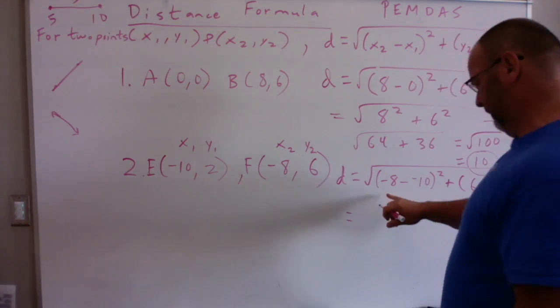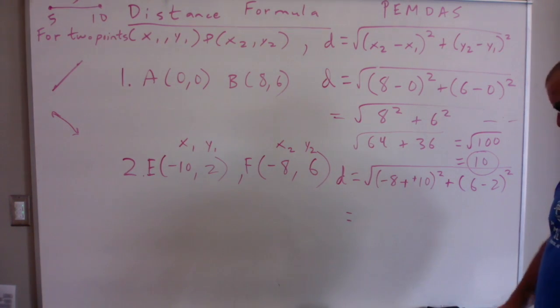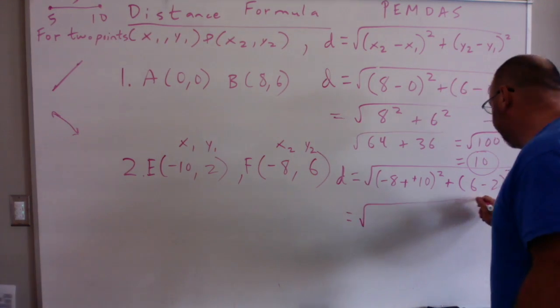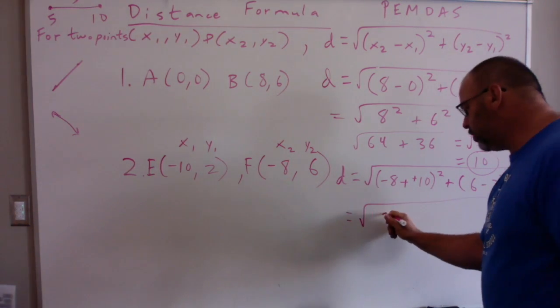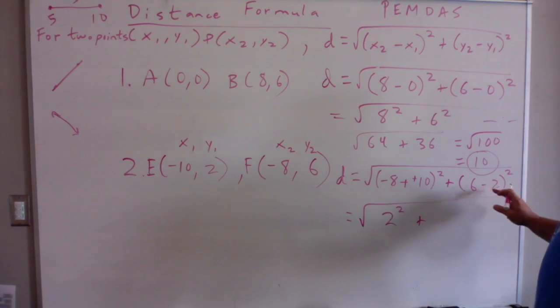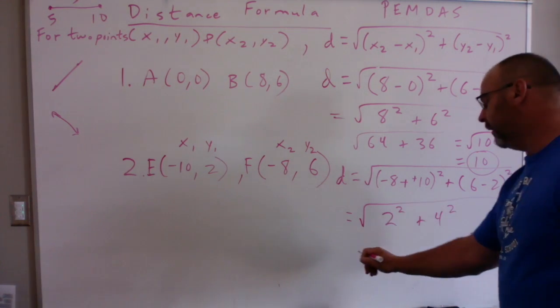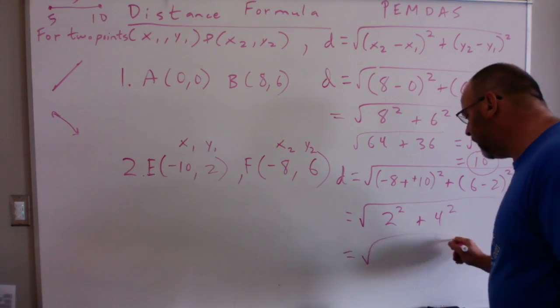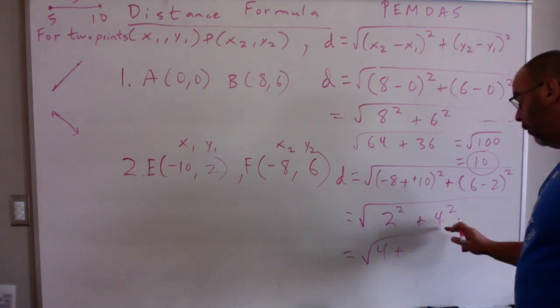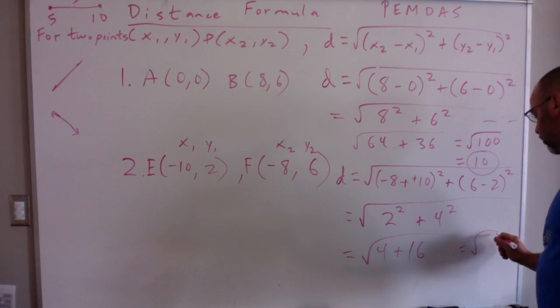Now, negative 8, this is a negative, negative is a positive. So this comes out to be negative 8 plus 10, which is 2 to the second power. Plus 6 minus 2. 6 minus 2 is 4. 4 squared. Now finally, 2 squared is 4. Plus 4 squared is 16. 4 plus 16 is 20.